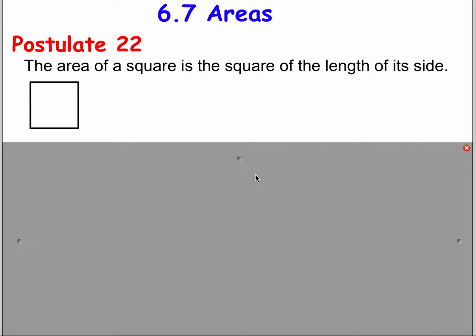The area of a square is the square of the length of its sides. This is a rule you all know, but if one of its sides is called S, then the area of a square is going to be S times S, length times width, this side times that side, which is the same as S squared, or the square of one of its sides. If I know the length of one side of a square, I can find its area very easily just by squaring that side.